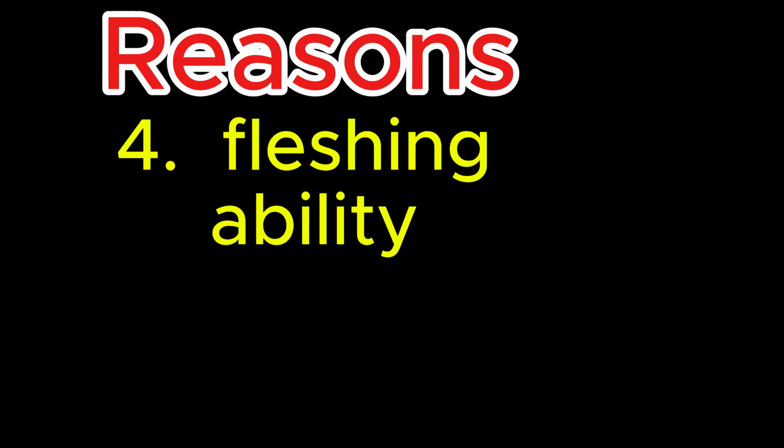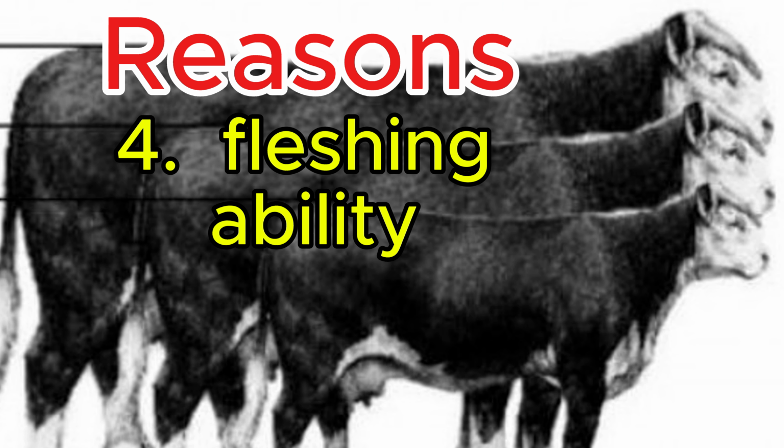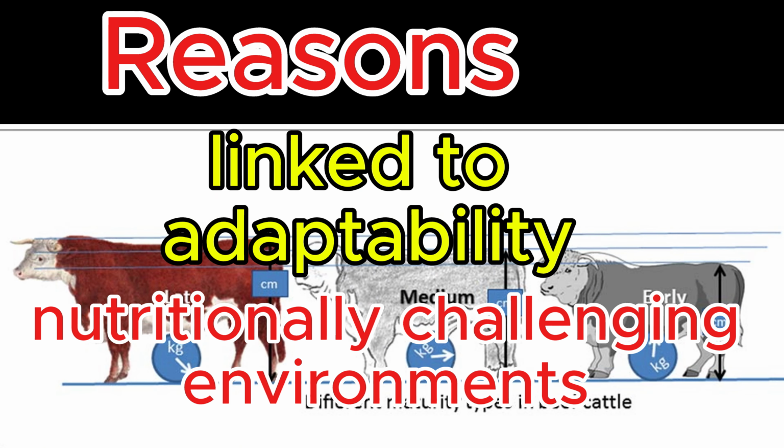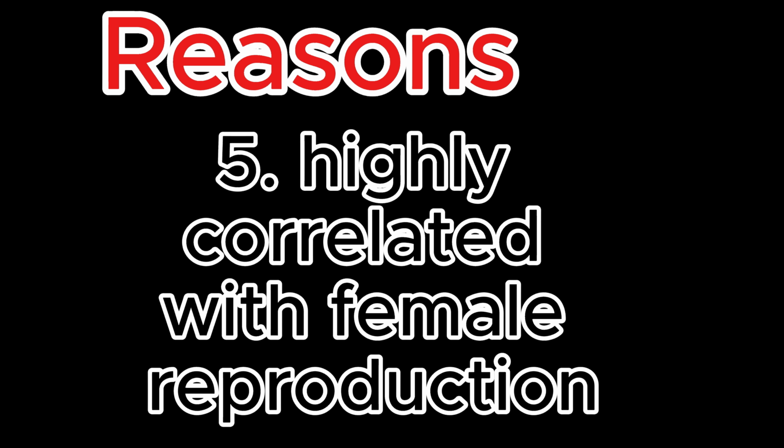The next argument is that fleshing ability, and especially maturity type, is directly linked to adaptability to the environmental conditions, therefore favoring the best adapted animals. I think this is a very good argument, as it can fast-track selection for better adapted animals, especially for nutritionally challenging environments. The last argument that I just jotted down is that fleshing ability is highly correlated with female reproduction and therefore warrants being selected for, as it will lead to favoring the more fertile ones. This might specifically be true, but not generally true.